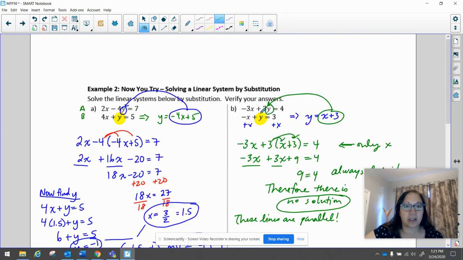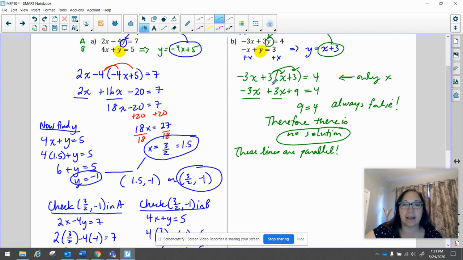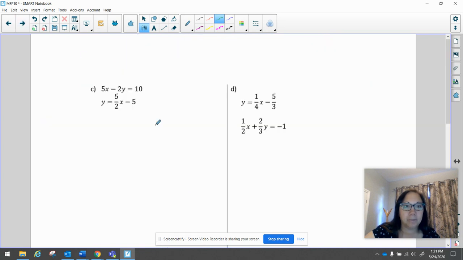Okay, likewise, I'm just going to go back to this for a second. If you ended up with these x's canceling out and you had a statement like 4 equals 4, which is always true, then there would be infinite solutions because they would be the same line when you graphed them. But on this one, there's no solution. So these lines must have been parallel.